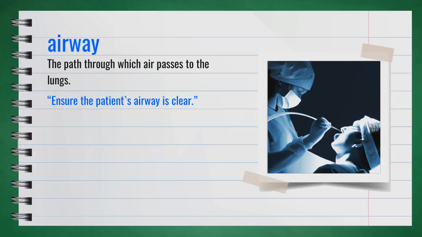The word airway is a noun. It is spelled A-I-R-W-A-Y, pronounced airway. It refers to the path through which air passes to the lungs. For example, ensure the patient's airway is clear. This means make sure nothing is blocking the path to their lungs.